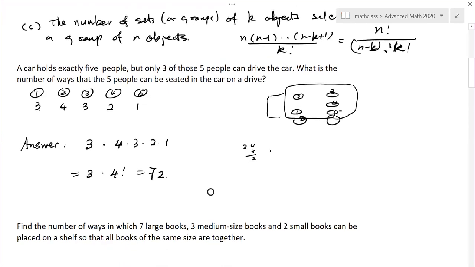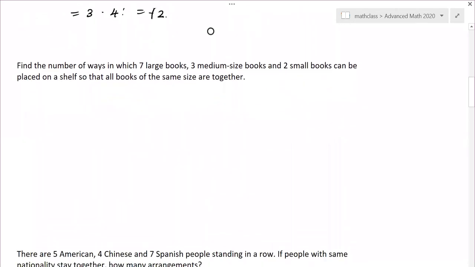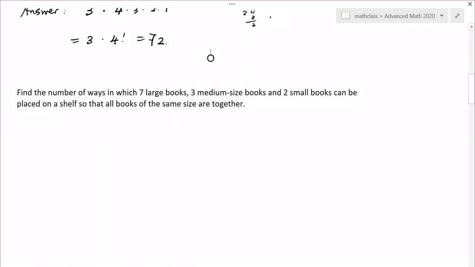Okay, so take a look at the next problem. I hope you learn this principle of counting. You have to design the procedure to complete this job. This time it's not seat assignments, just putting the books on the shelf.